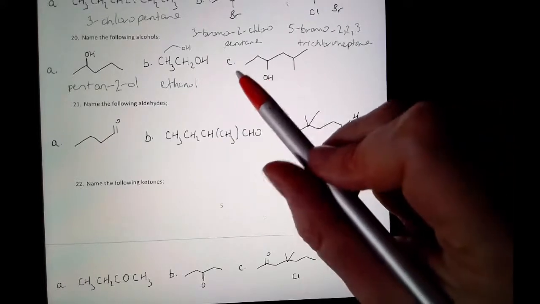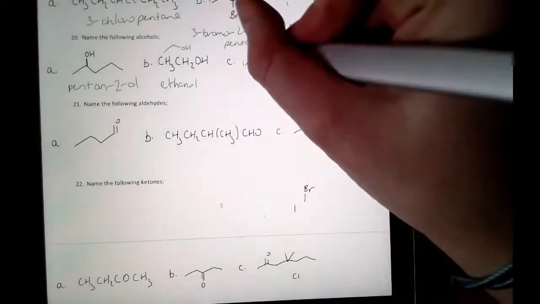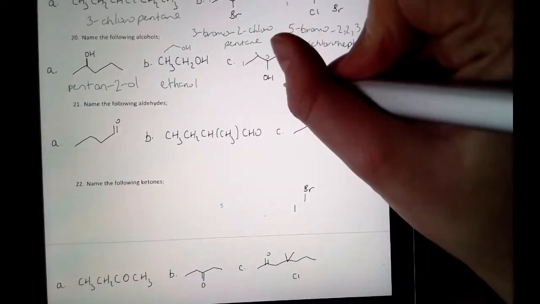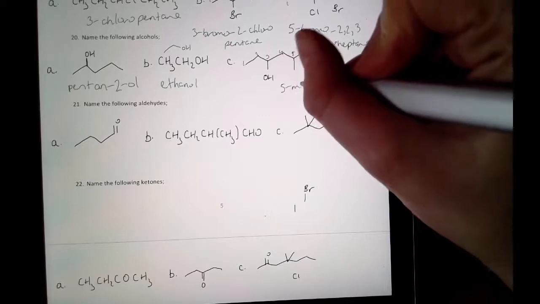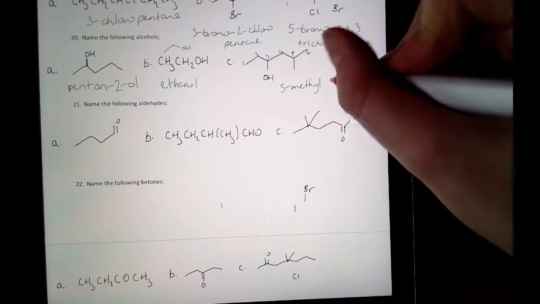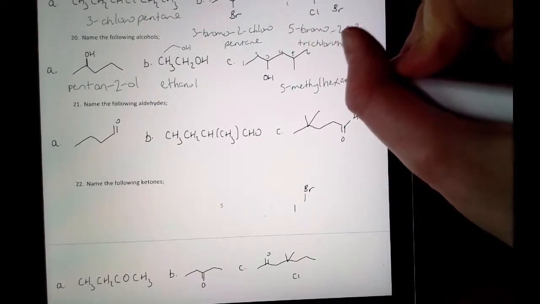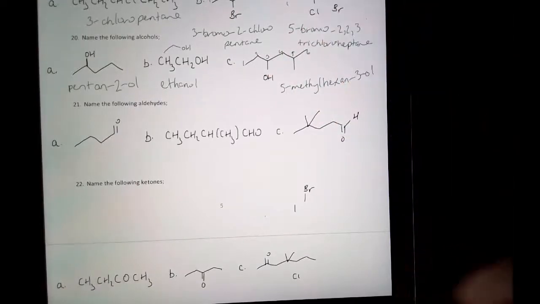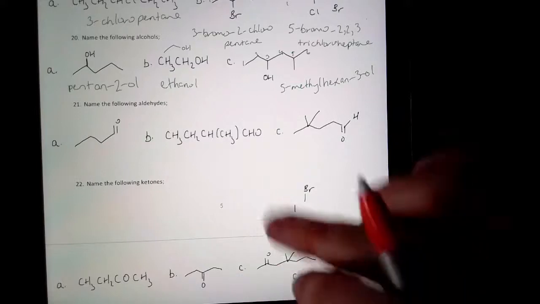Bearing that in mind, if I'm naming this, I've got carbon 1, 2, 3, 4, 5, 6. On carbon 5, I've got a methyl group, so it's going to be 5-methyl. 6 carbons in total, so it's going to be hexan. And my actual alcohol group is on carbon 3, so it's 5-methyl, hexan 3-ol.